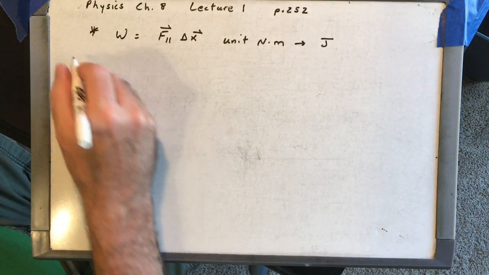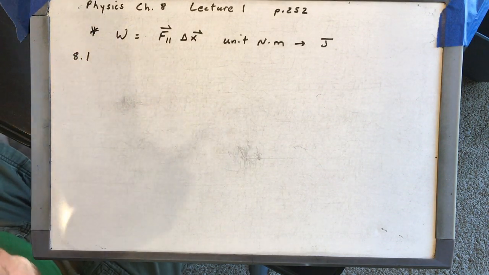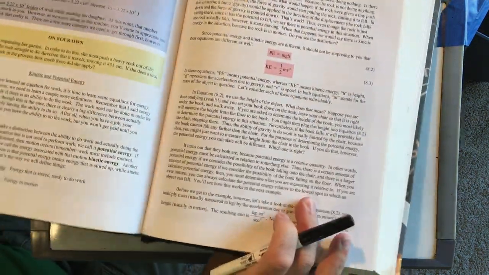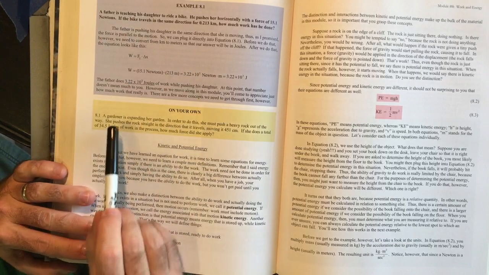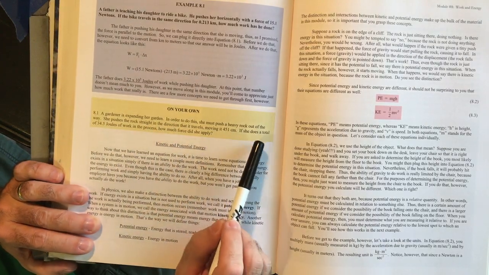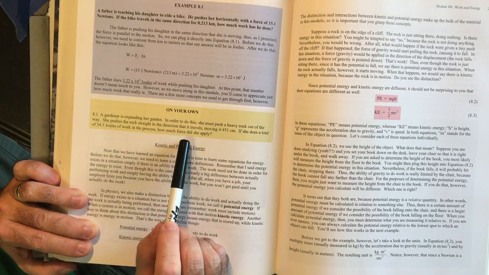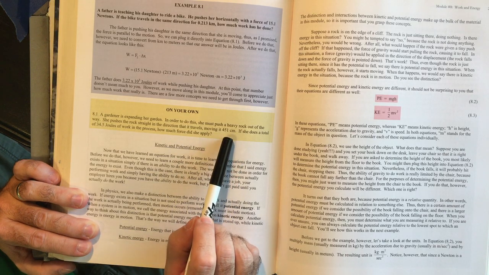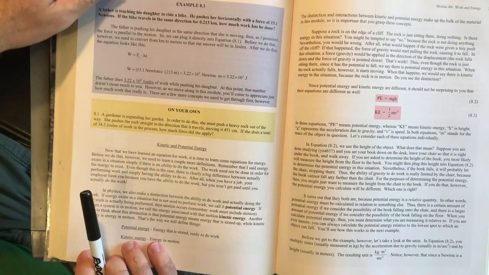So let's look at 8.1. This is on page 254. It says a gardener is expanding her garden. In order to do this, she must push a heavy rock out of the way. She pushes the rock straight in the direction that it travels, moving 451 centimeters. We'll need to convert that to meters. If she does a total of 34.5 joules of work, how much force did she apply?